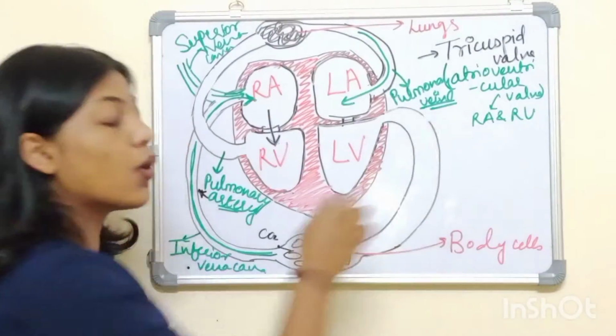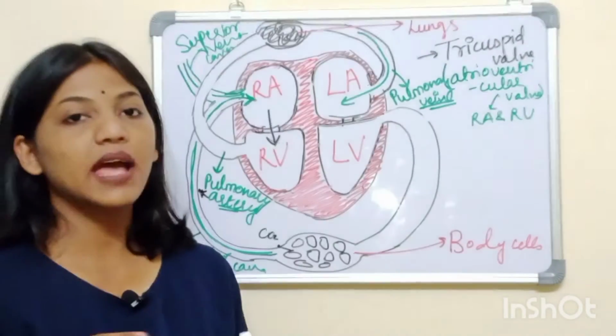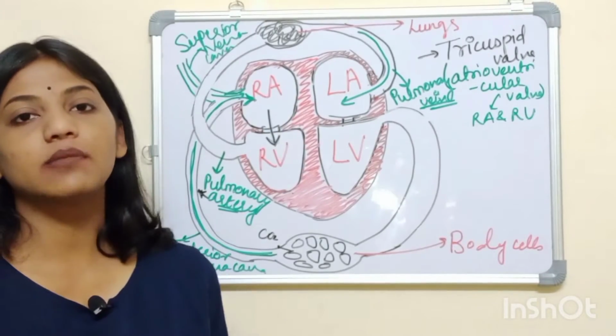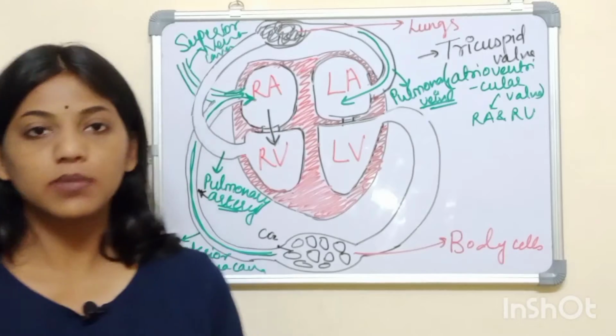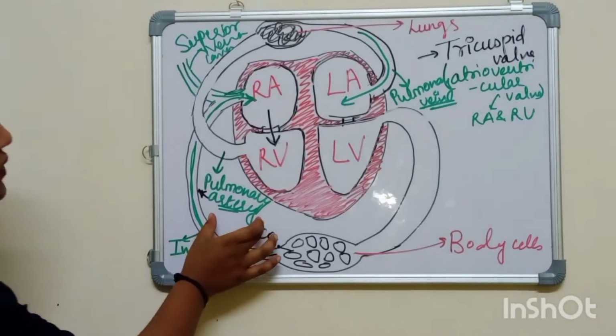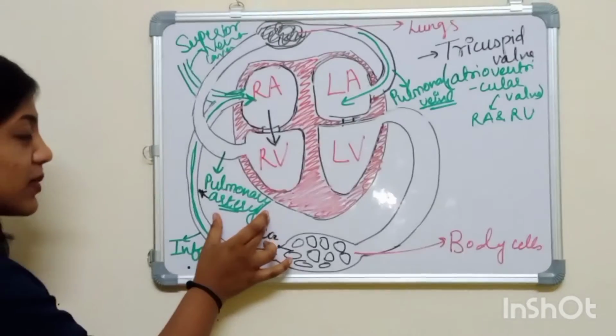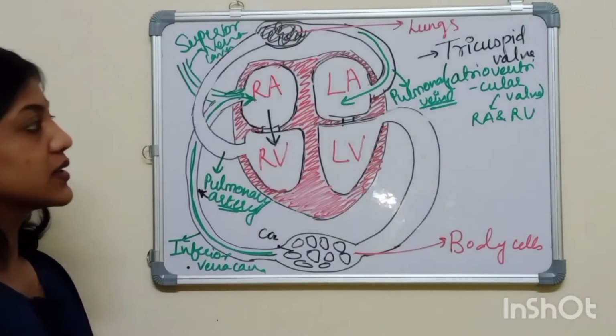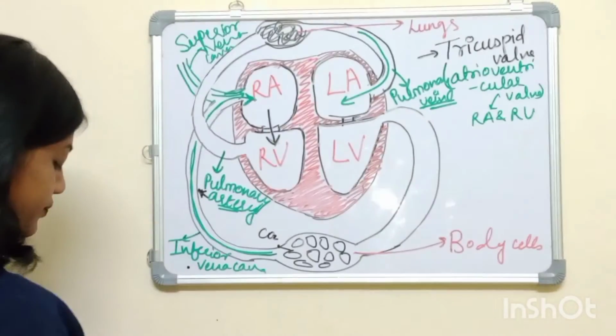Now this is also the only vein in the body that brings oxygenated blood. All other veins in the body bring deoxygenated blood. So this was the only artery that brings deoxygenated blood, and this is the only vein that brings oxygenated blood. So these two are very important.